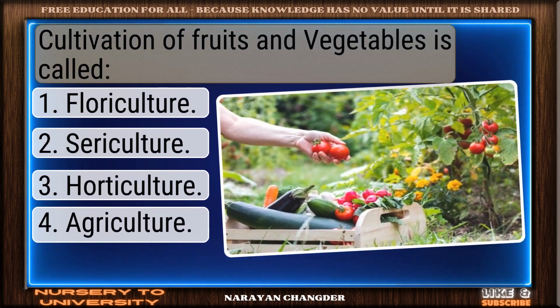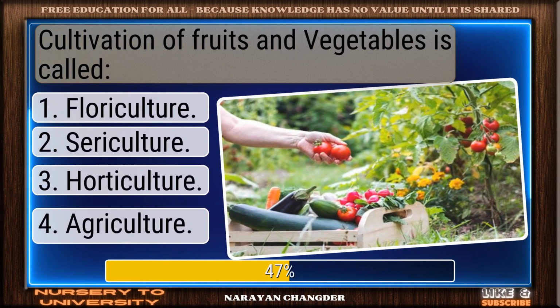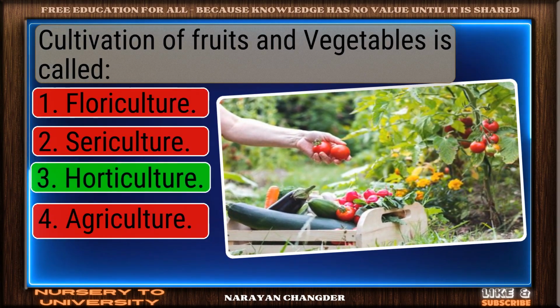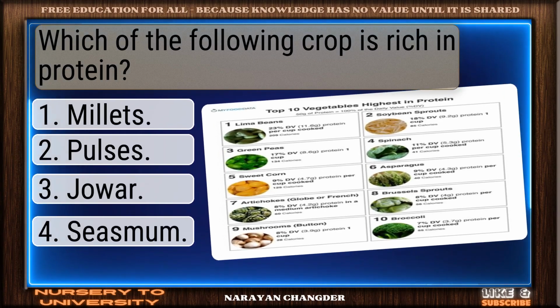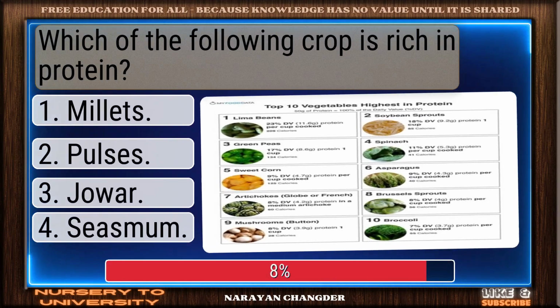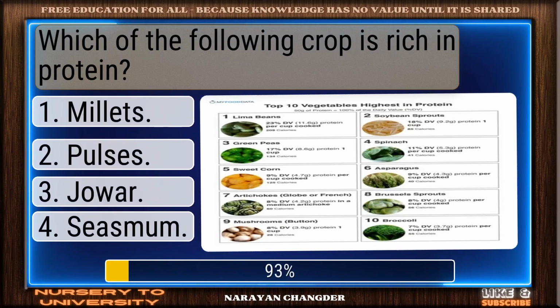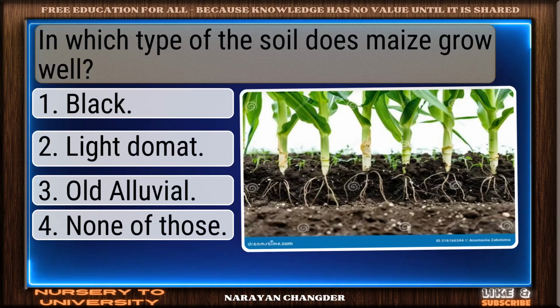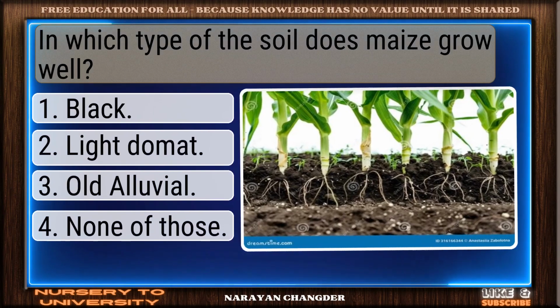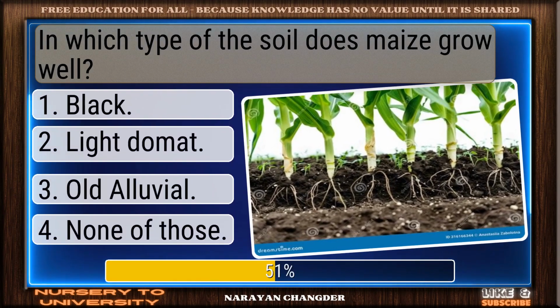Cultivation of fruits and vegetables is called. Great thinking. Horticulture is right. Which of the following crop is rich in protein? Smart move. Pulses is accurate answer. In which type of the soil does maize grow well?